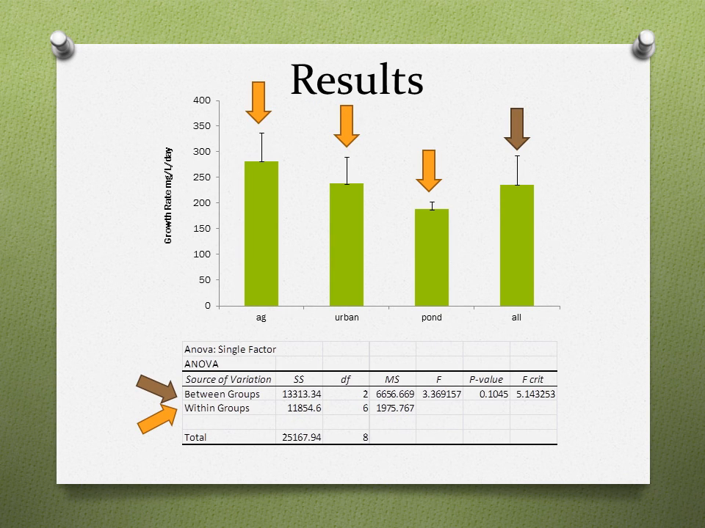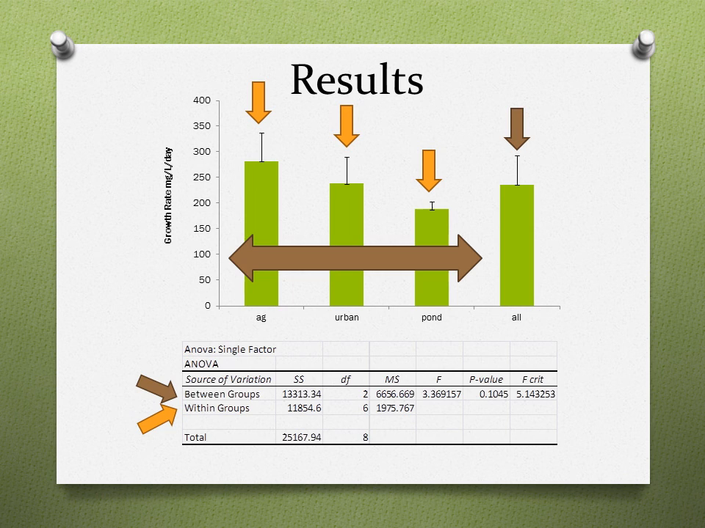Okay, so here's the results without the tap water. And now my column for all is only the average of the ag, the urban, and the pond. Now, take a look at this one. In this case, the error across all three is about the same as the error that you see individually.